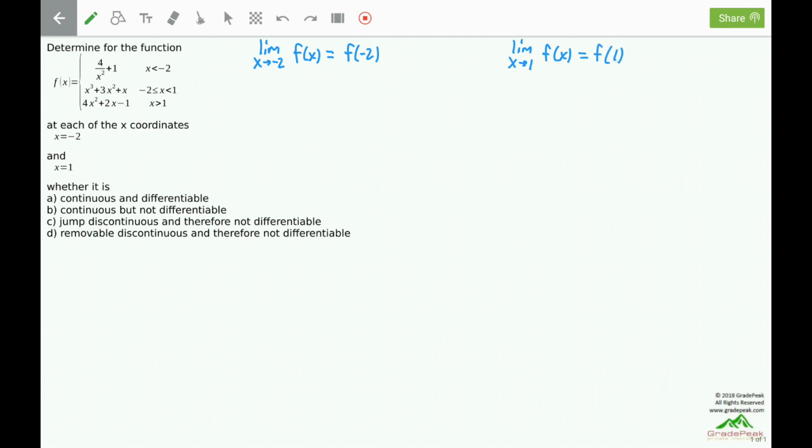Let's start with the x-coordinate of negative 2. And let's look at the two-sided limit as x approaches negative 2 of f of x. Now, f of x is a split expression function that happens to split right at the x-coordinate of negative 2, so we will have to work out each side of the two-sided limit separately. So we will have the left-sided limit of negative 2 and the right-sided limit of negative 2.